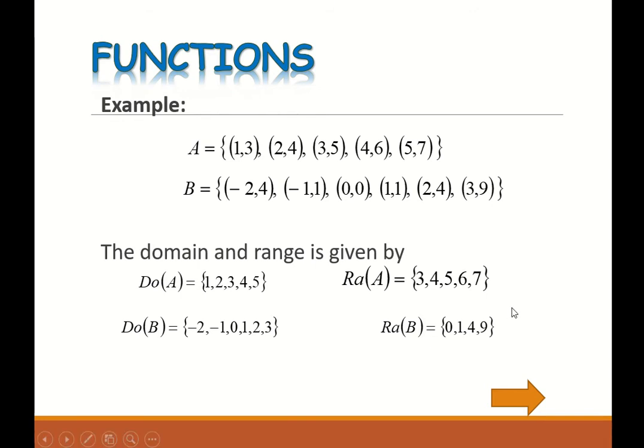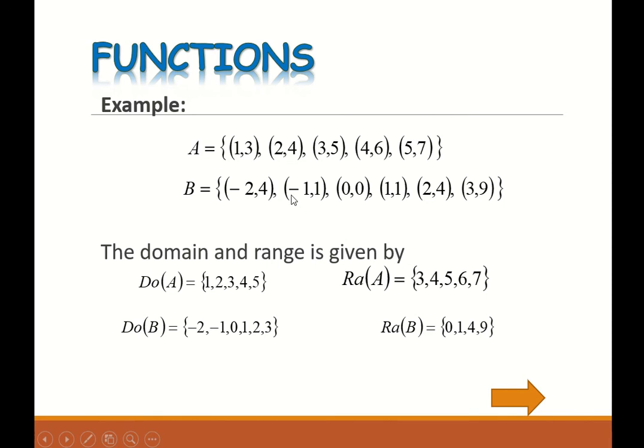Now for the range of B, it contains elements 0, 1, 4, 9. If you examine set B, there are 1, 2, 3, 4, 5, 6, so there are 6 ordered pairs. Now, if you look at the elements here, there are only 4. So what do you think is the reason behind this? And take note, this is arranged in ascending order from lowest to highest.